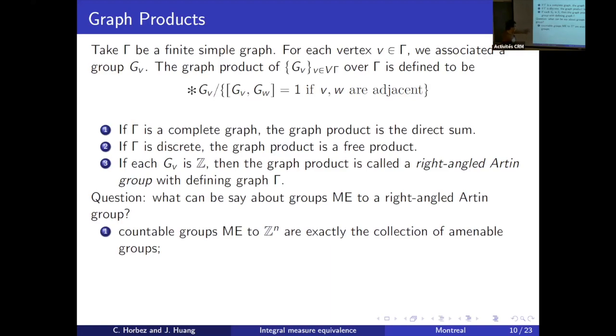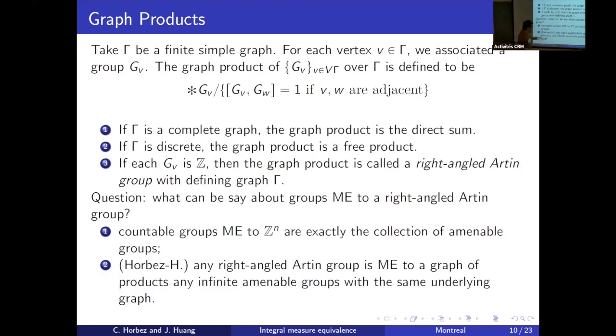First I'm going to start with a fact I also mentioned before, that all amenable groups are measure equivalent to each other. In particular, the countable amenable groups, including Z^n, are exactly a collection of amenable groups. It turns out this phenomenon propagates to any rectangle Artin group. What we observe is that any rectangle Artin group is measure equivalent to the graph product of any infinite amenable groups with the same underlying graph. That means you can replace each Z by any amenable group, and there's still ME. So there's no hope of saying that any group ME to the RAAG is virtually isomorphic to the RAAG. So is this the end of the story?